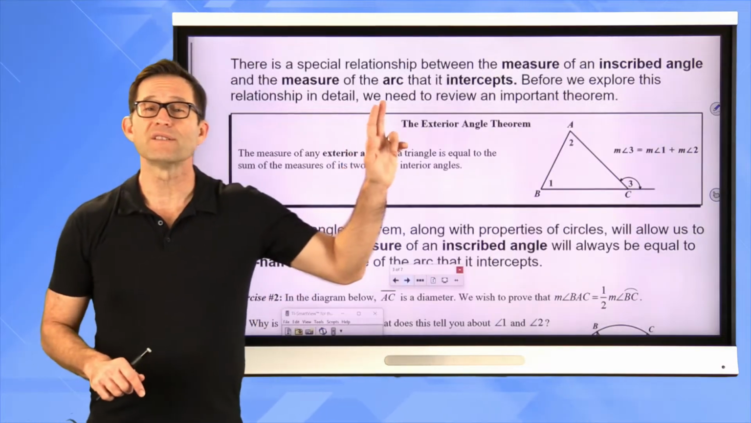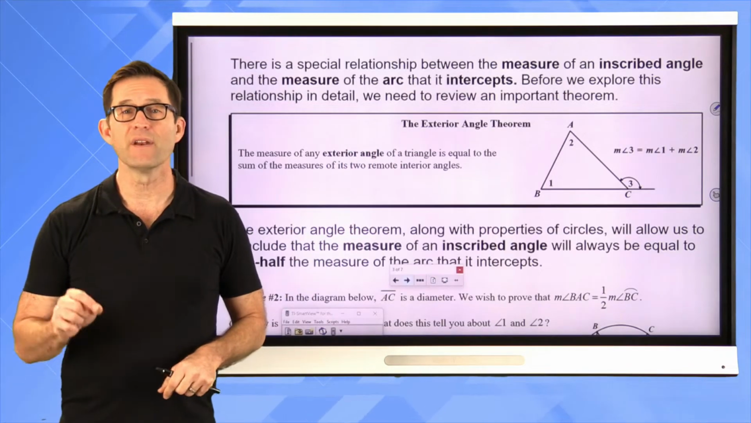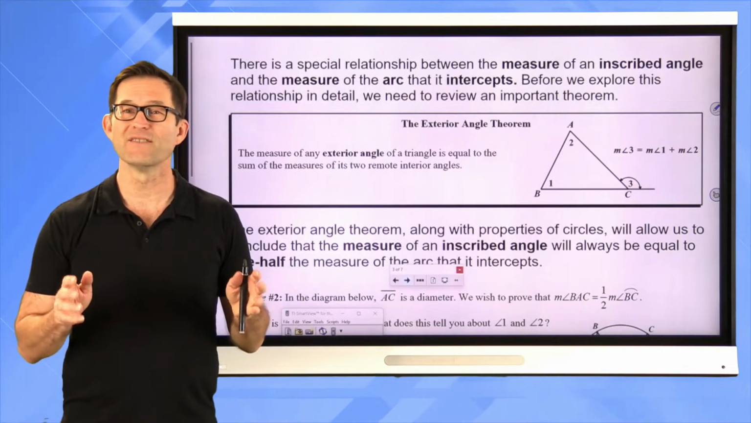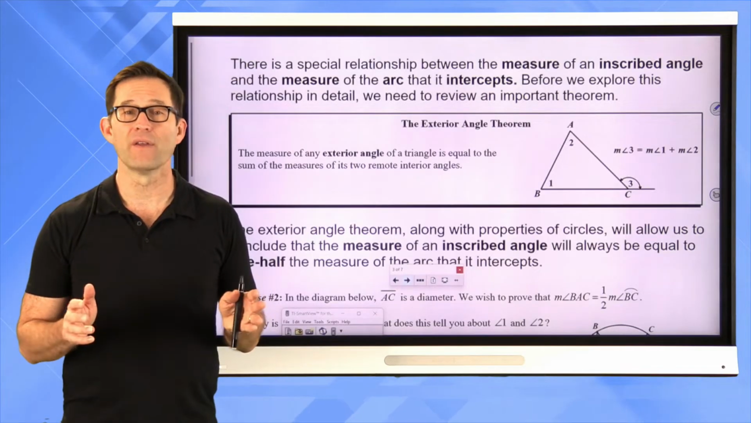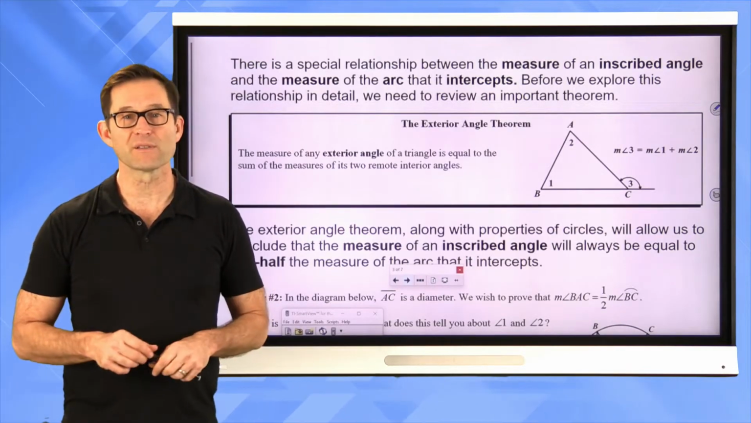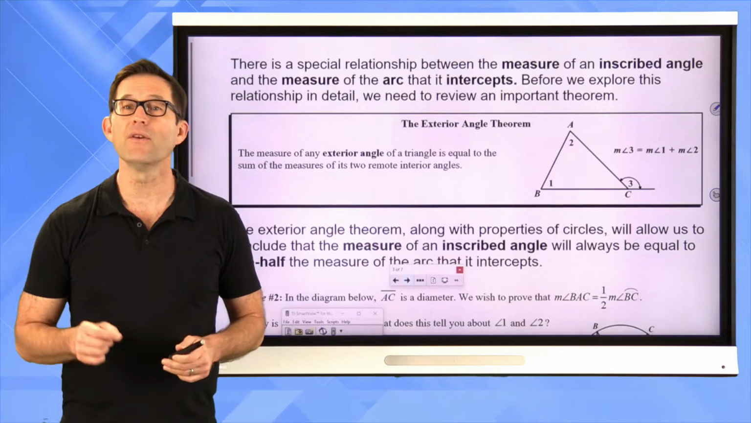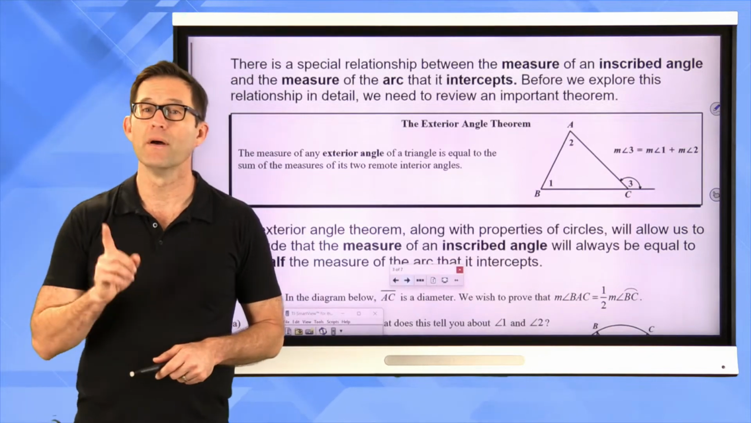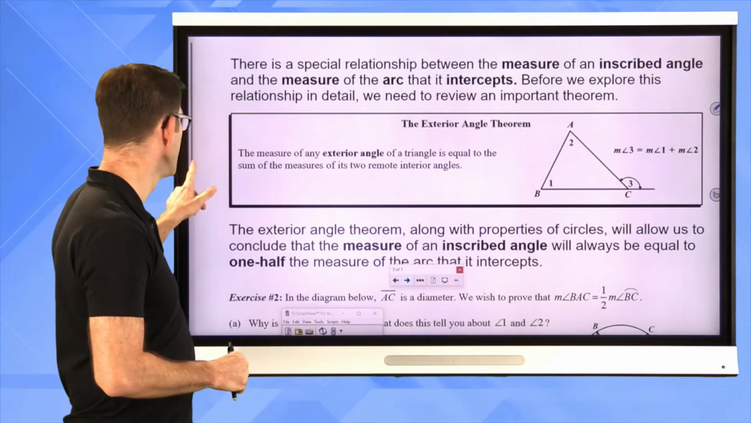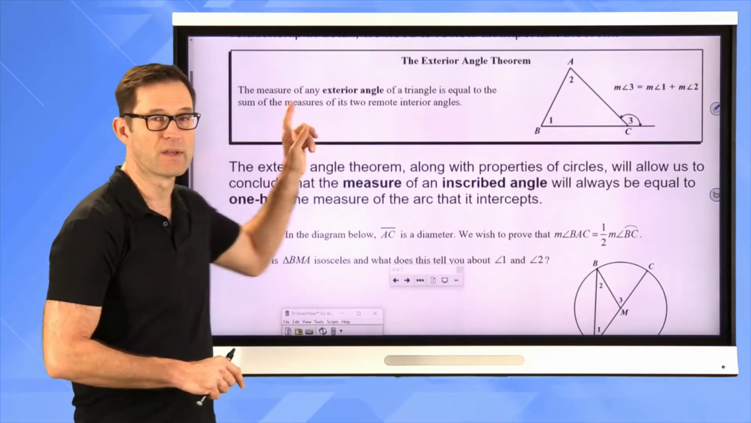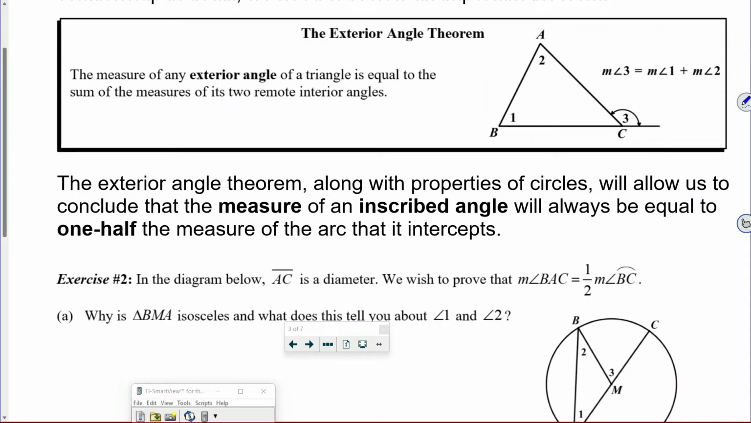Now, there is a special relationship between the measure of an inscribed angle and the measure of the arc that it intercepts. Before we explore this relationship in detail, we need to review an important theorem, the exterior angle theorem. Let me bring this up to the top of the page so we can talk about this. The exterior angle theorem.